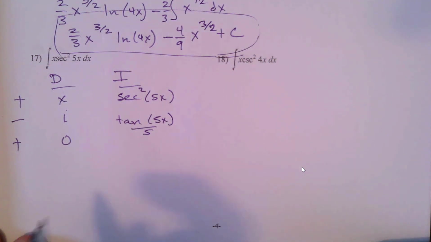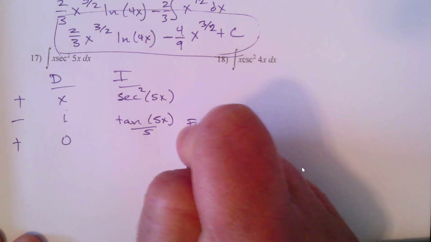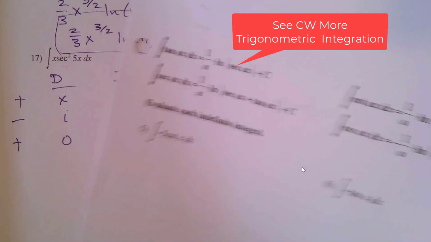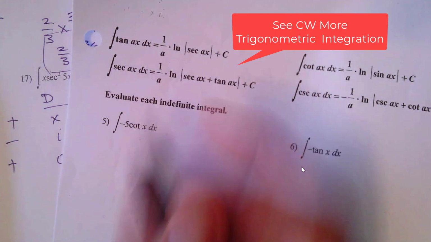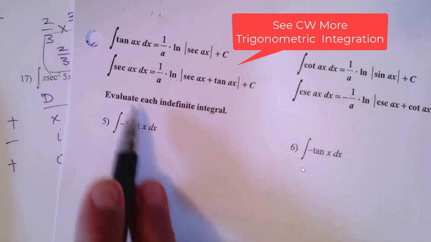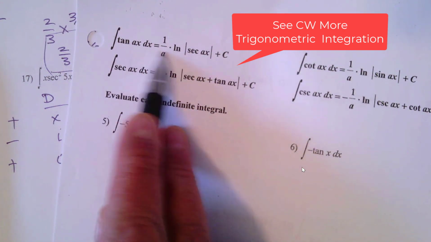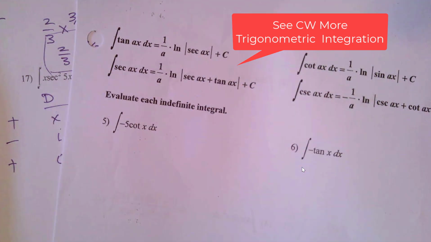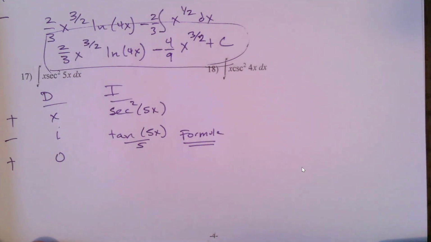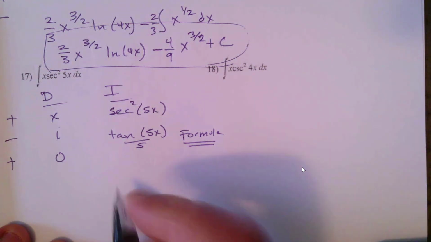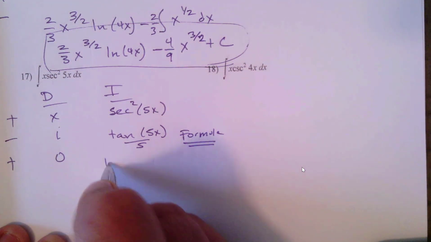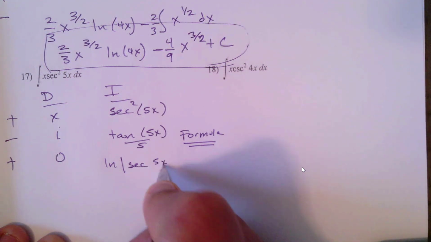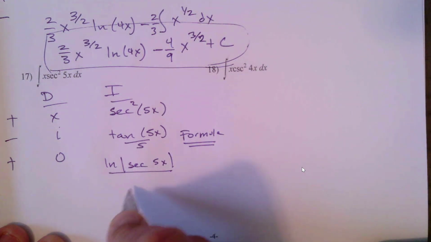Then we have to integrate again. So remember, there is a formula that we had. Here's what the formula looks like. We have a formula for tangents right here. It's natural log of the absolute value of secant. So there's the formula that we're going to use. So this is going to give us natural log of secant of 5x over 25.